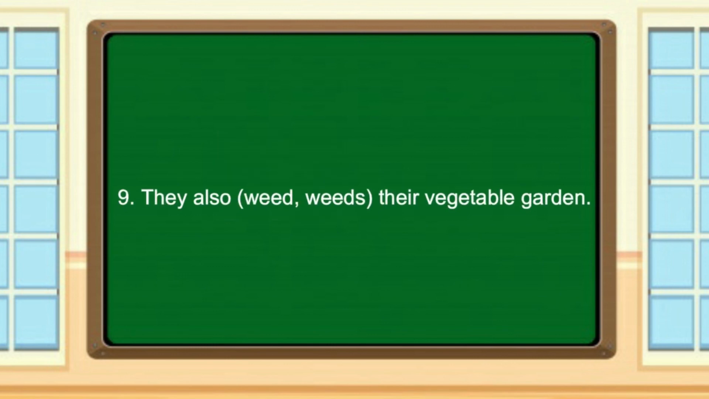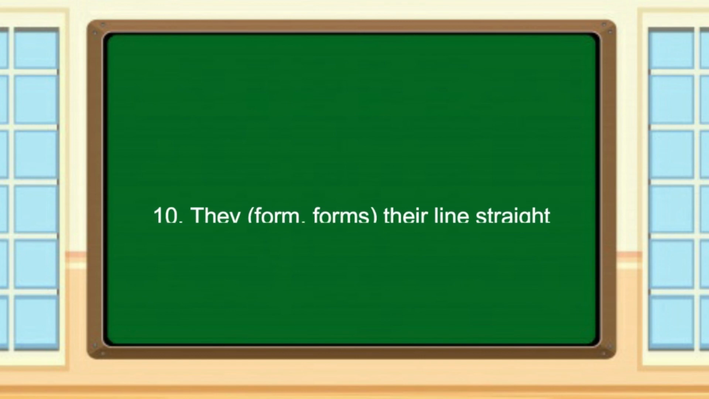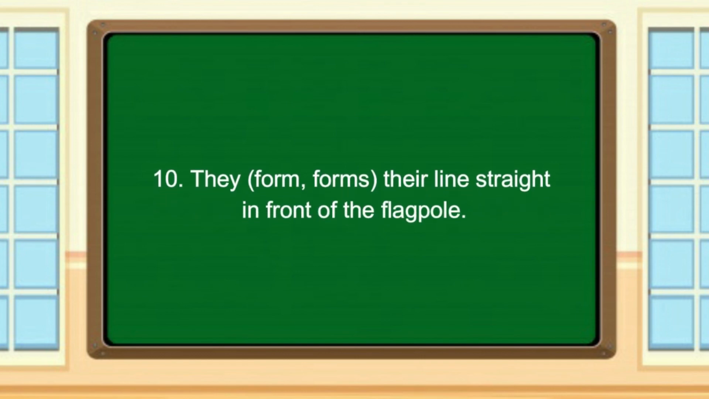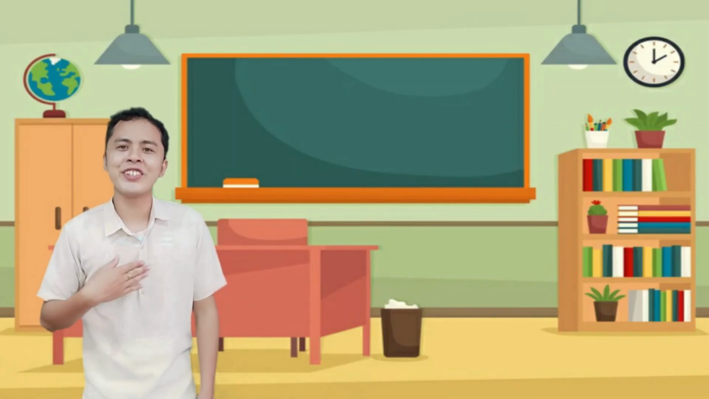Number 9. They also weeds their vegetable garden. Magnifico! They also weed their vegetable garden. Lastly, number 10. They forms their line straight in front of the flagpole. Way to go! They form their line straight in front of the flagpole. I knew you could do it.